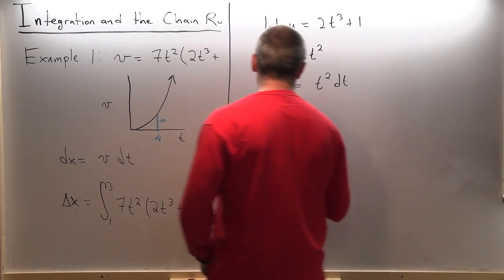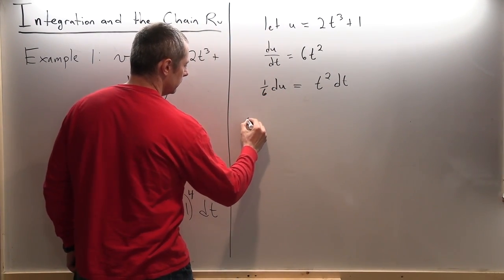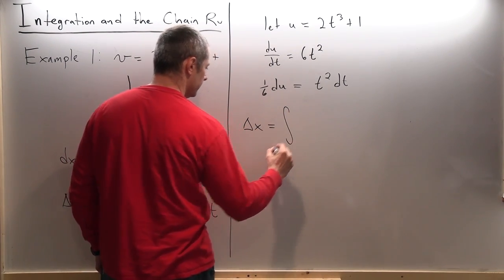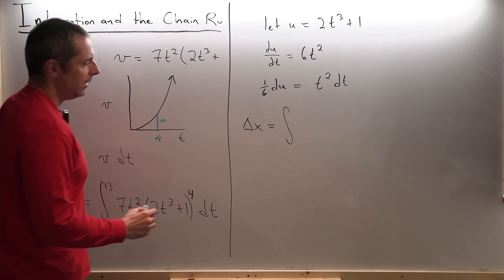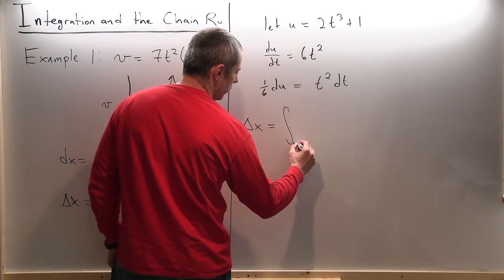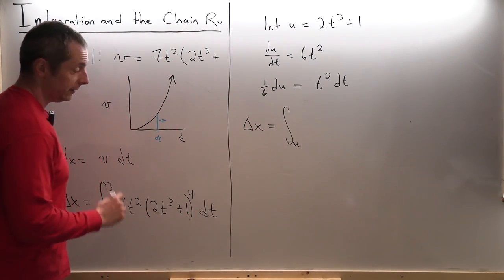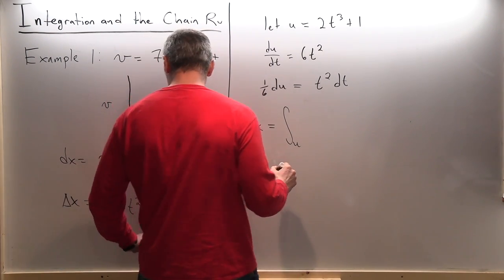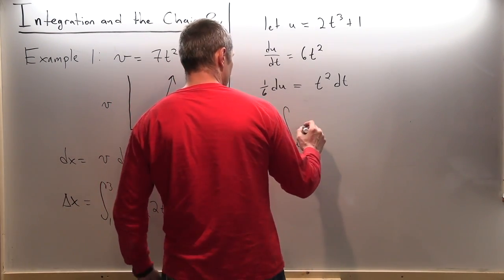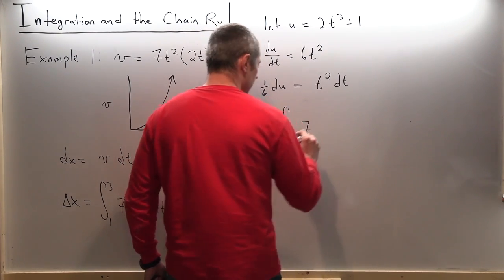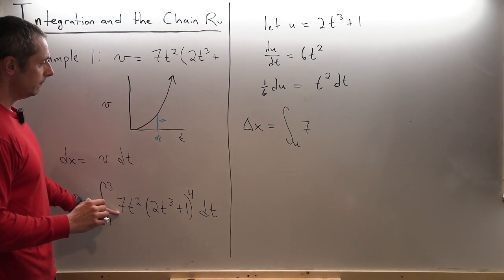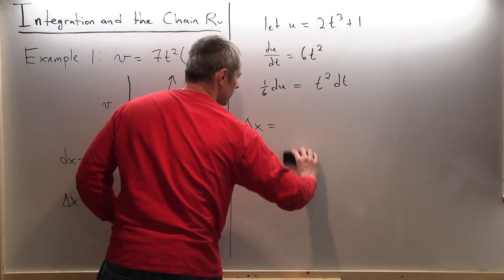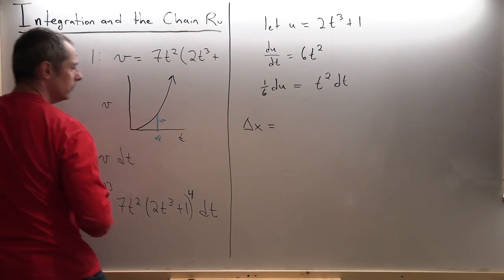And my delta x function will now be the integral. And the time, we don't have time anymore, so I'm just going to put over u. The variable's a u instead of time. New limits, but I'm not even going to figure them out. I'm going to take this 7, first of all, and leave it out front. In fact, maybe I'll put it in front of the integral. Might be clearer that way.